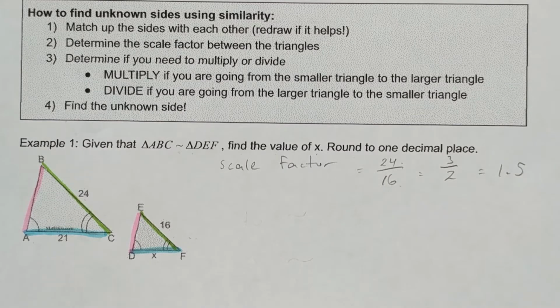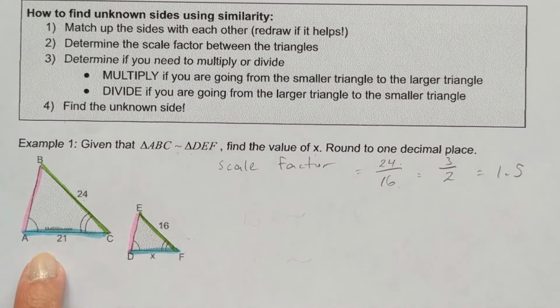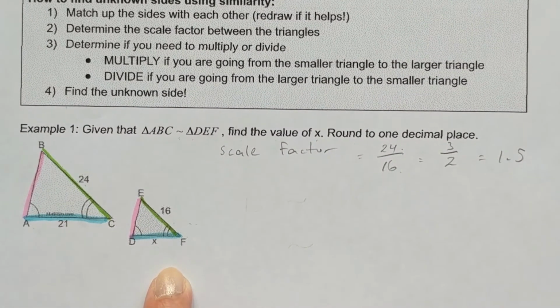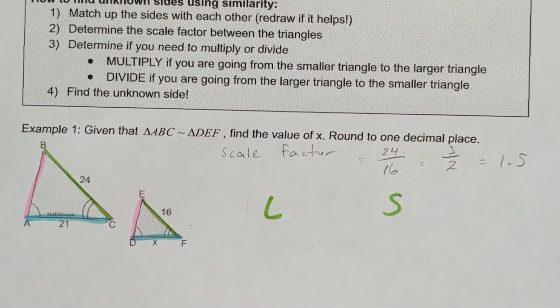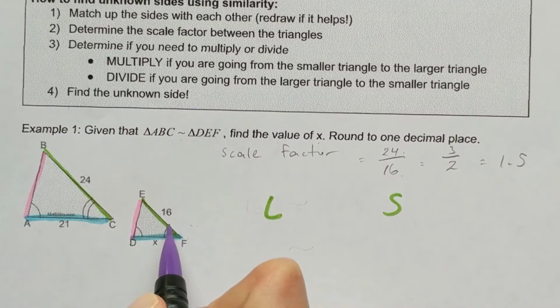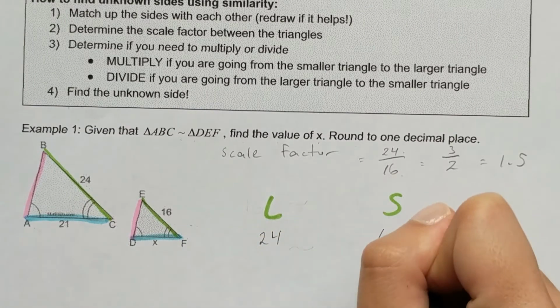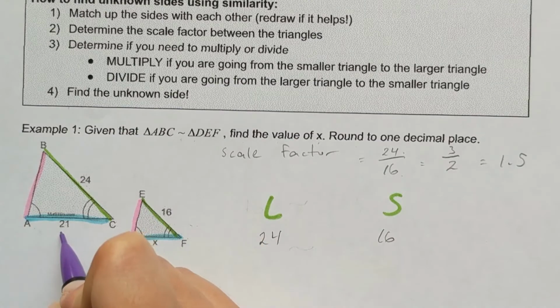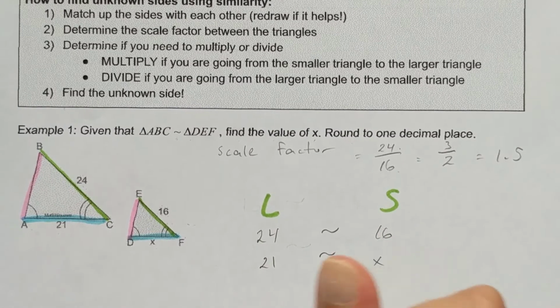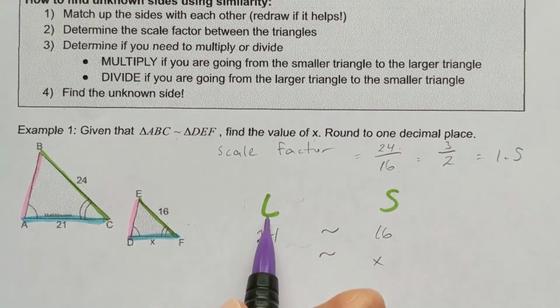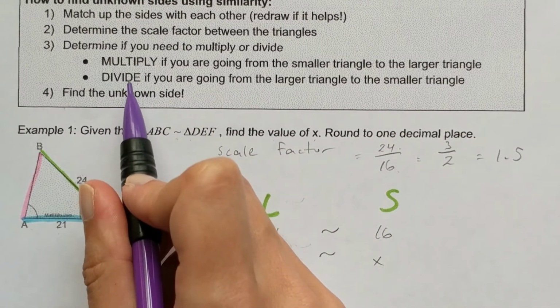Okay, now that I've found my scale factor, I need to set up my similarity statements. We have information about our large triangle, and we're going to the small triangle. So I'm going to write that I have my large triangle, and I'm going to my small triangle. The first statement that I can make is that 24 is similar to 16. I then can also say that 21 is similar to x, and we're going to use our little similar tool in between. Now I need to pick, am I multiplying or am I dividing? Well, I'm starting from large, going to small, which means I need to divide.